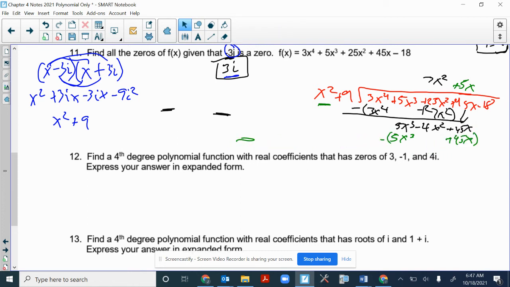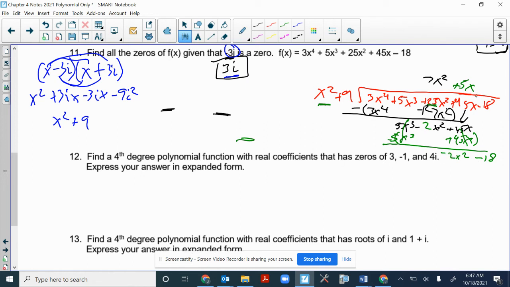Now when I subtract here, that cancels, I'm left with negative 4x squared minus 18. Did I make a mistake somewhere? Oh, yeah, I did, because that's 25, not 23. So this is actually minus 2x squared. Helps if I do my math right. I just couldn't read my own writing.